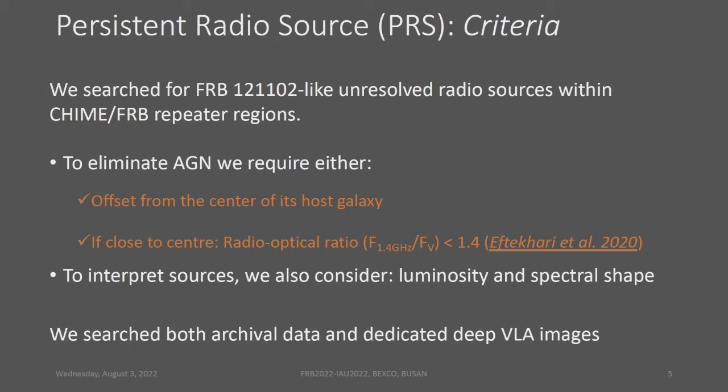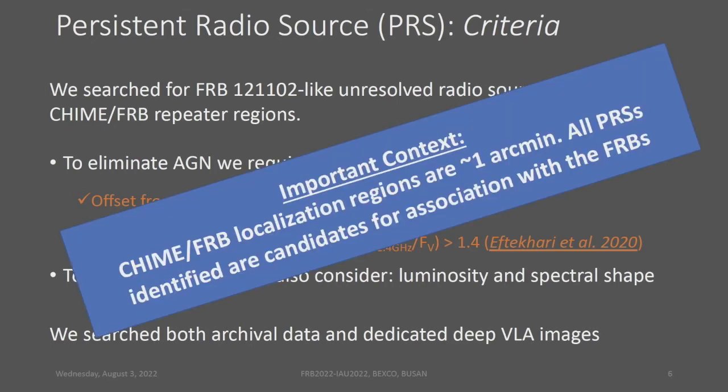I would like to mention that the luminosities here were calculated using the spectroscopic redshift for the ones where we know them. And we also use the maximum redshift from the DM for most of them. And we search both archival data and dedicated deep VLA images for this. Just to give a bit of context, the CHIME/FRB localization regions are on the order of 1 arcminute, and so all of the PRSs that I'll be talking about here are candidates for association with the FRBs.